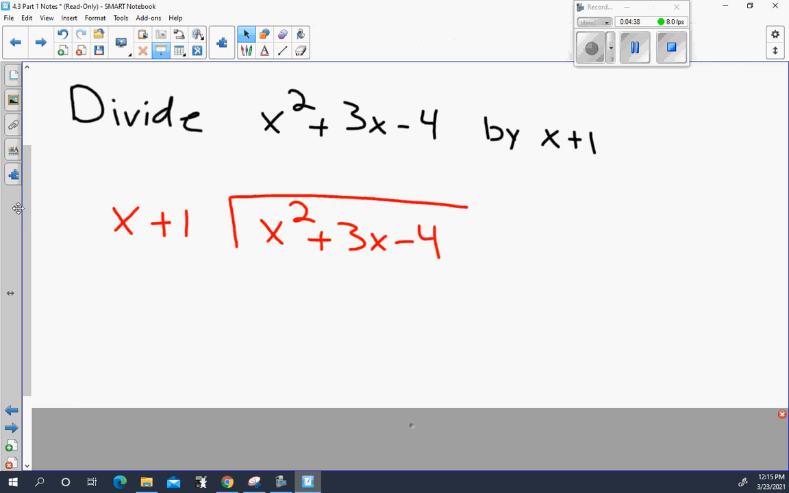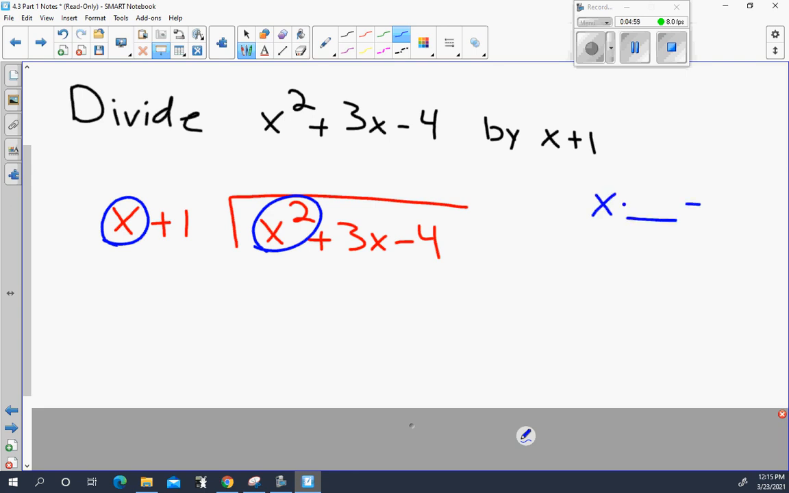Now, when we divide polynomials, all we care about is what's in front. x and x squared. And we want to cancel out that x squared. So my question is, what do I multiply x by to get to x squared? How do I get from x to x squared? You should be saying, well, we just multiply by x. Okay, well, that's going to be part of our answer. We're going to write x as part of our answer. Where am I going to write that on top here? I'm going to write that right above the 3x. That's where I'm going to write that answer.